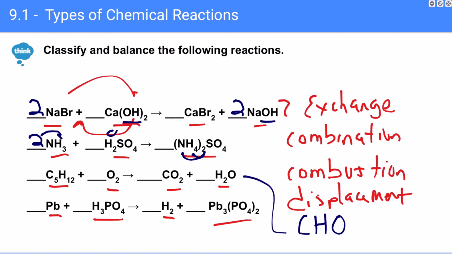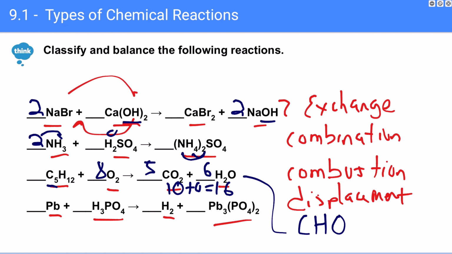So start with carbon, 5 on the left, 1 on the right, 5 goes in front. 12 hydrogens, 6 goes in front. Now, make sure you add up the oxygens from both products of your chemical reaction. So you have a total of 10 here, and 6 is 16. So this needs to be an 8. So make sure you work through those very, very carefully.